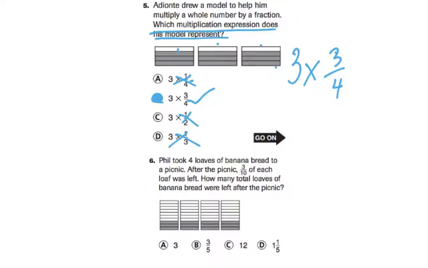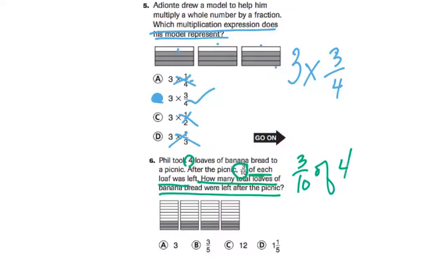All right, let's look at 6. Phil took 4 loaves of banana bread to a picnic. After the picnic, 3/10 of each loaf was left. How many total loaves of banana bread were left after the picnic? I see the words 3/10 of each loaf was left. So that's just like saying 3/10 of 4 wholes.